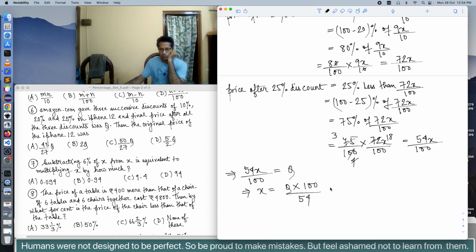Now if you simplify 100 by 54, if I divide by 4, it will not divide. Let's divide by 2: 27 and 50. So it is 50Q by 27. Hence the correct choice is choice C.